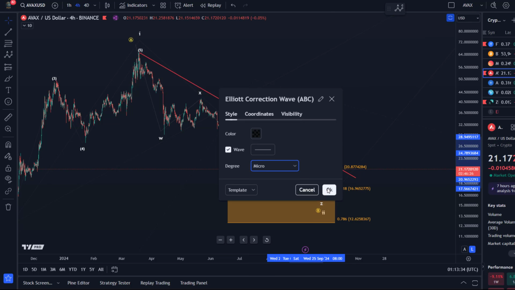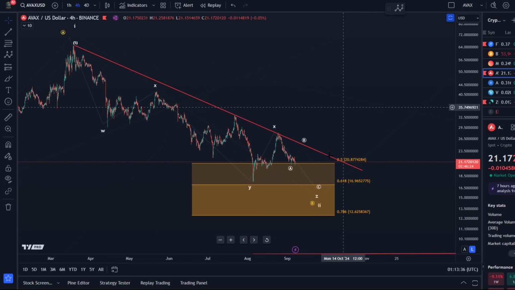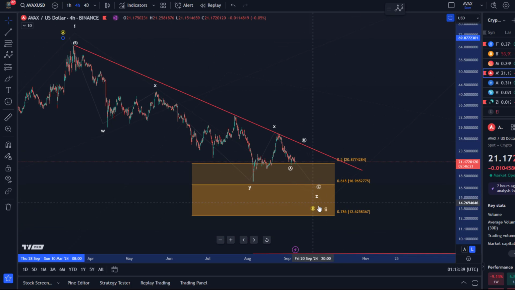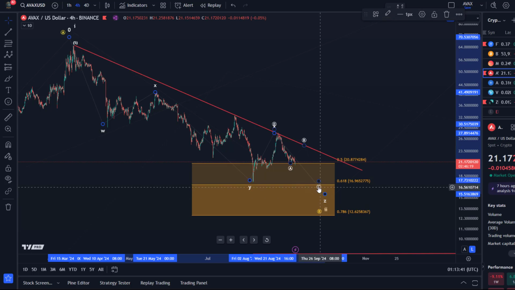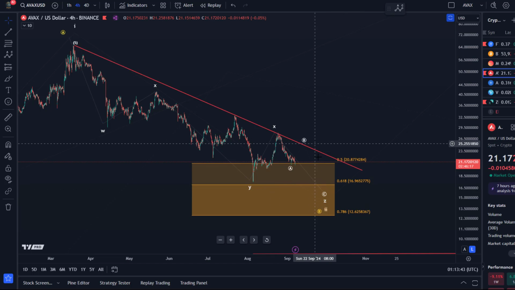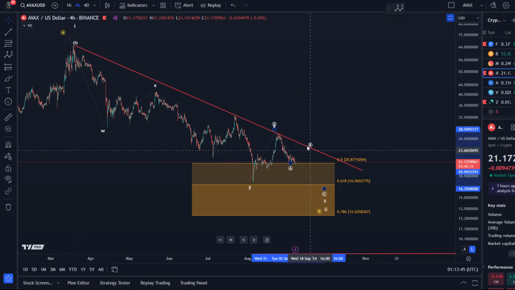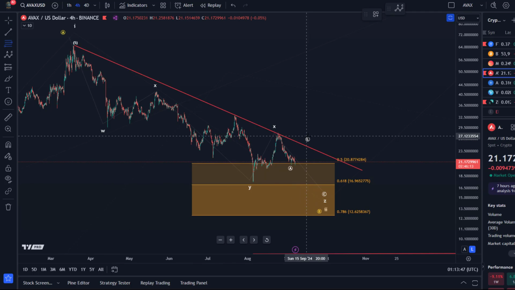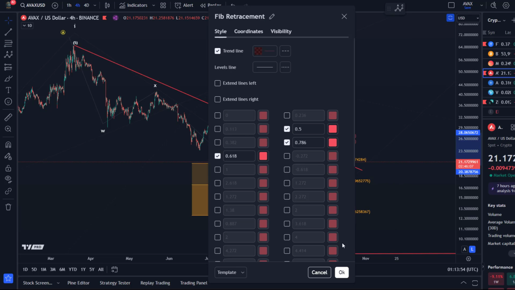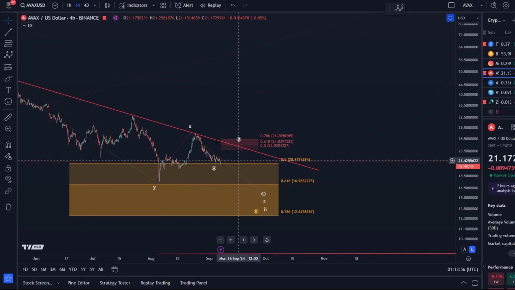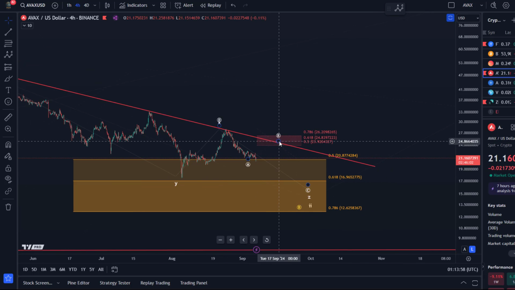Each of these waves within the WXYXZ structure is a 3-wave move. So we are watching for a B wave bounce at some point. There is a standard resistance area I can add, and it is here between the 50% and the 78.6 FIB level. So this is going to be standard resistance.